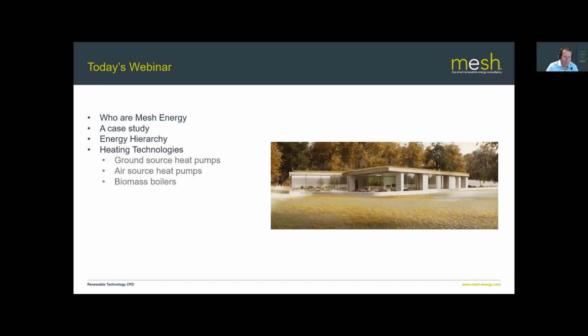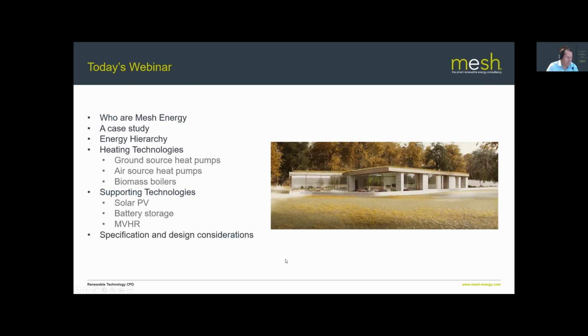Then we'll talk a little bit about some of the heating technologies. So that's ground source heat pumps, air source heat pumps, and biomass. So those are the sort of primary heat sources that you might use on a sustainable building. And then we'll talk about some of the supporting technologies that go alongside those. So that's solar PV, battery storage, and mechanical ventilation and heat recovery, or MVHR.